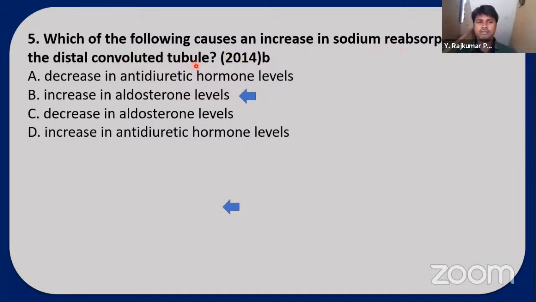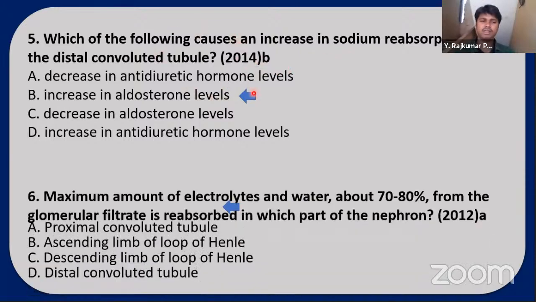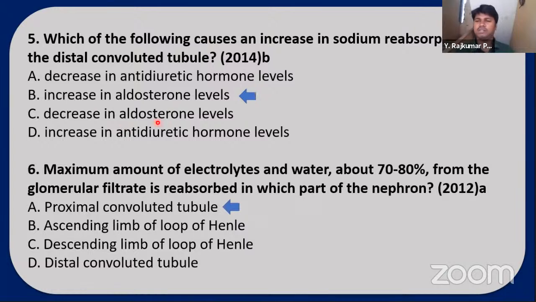Reabsorption is increased. Why? It is the increase in the aldosterone levels. Okay. Whenever there is more aldosterone, which is produced by the adrenal gland, the reabsorption will be increased. Let's see the sixth question.